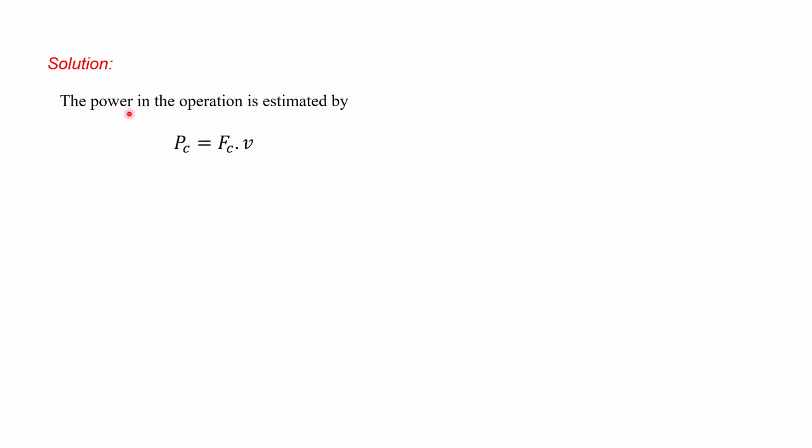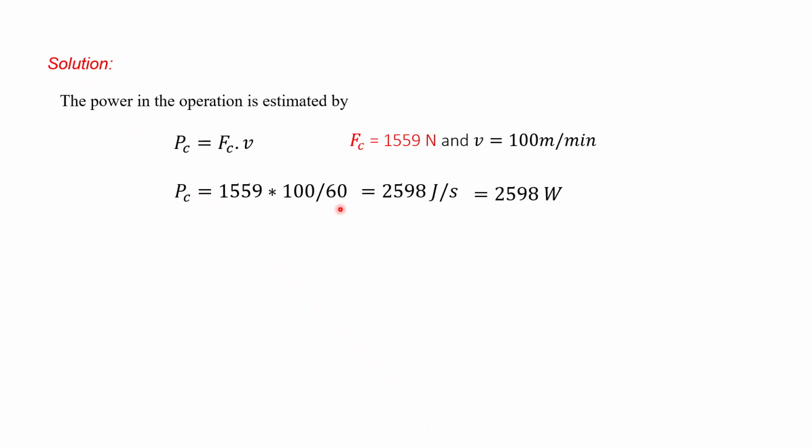The power in the operation, estimated by the cutting power, is equal to the cutting force multiplied by the cutting velocity. The cutting force is 1,559 Newton. The velocity is given to us as 100 meters per minute. Okay, so now we have the given parameters. We need to find the cutting power in watt. The watt is Newton meter over second, so the velocity should be converted to meters per second, and it's going to be simply the cutting force 1,559 multiplied by the 100 meters per minute divided by 60 to make it meters per second. The value is going to be 2,598 joule per second, and this will be equal to 2,598 watt.